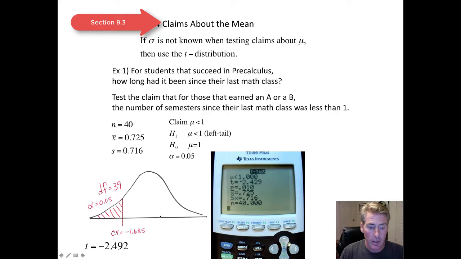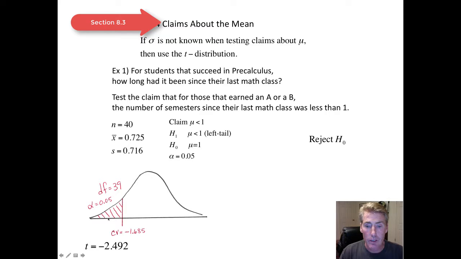So this negative 2.429, the test statistic, lands farther to the left than the critical value. That means that we say reject H sub O. So that means we're just saying, does it equal 1? No, it doesn't equal 1. And because this landed to the left, that means this, which said it was going to be less than 1, is true. So the claim is true. In order to be an A or B student, most likely they did skip less than 1 semester of math.